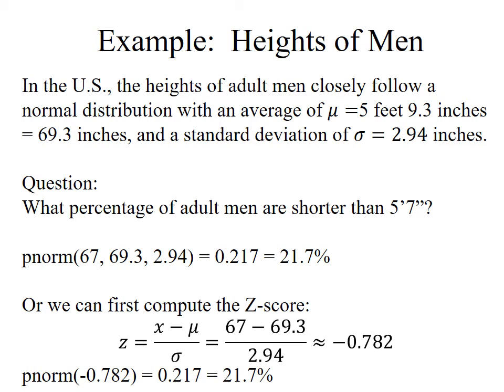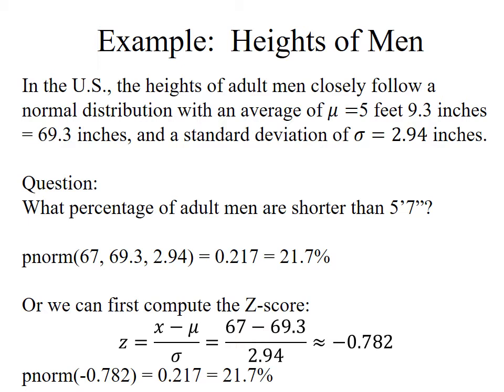I can do this directly with pnorm. I can go to pnorm, I put in 67, that's the 5 foot 7 inches, 69.3 the average, 2.94 the standard deviation, and R will spit out 0.217, so that tells me 21.7% of adult men are shorter than that height.